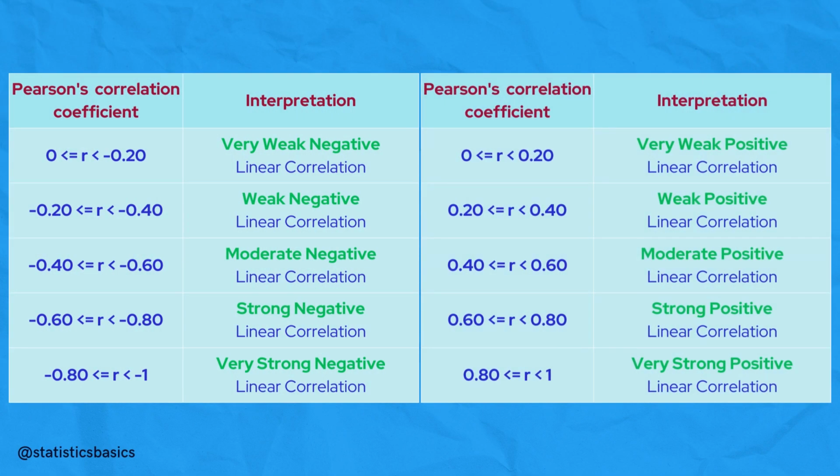The values of the Pearson correlation coefficient are interpreted based on their sign and magnitude. While the interpretation of strength may vary depending on the field of study, this table shows a generally accepted guideline for interpreting the magnitude of the correlation coefficient.